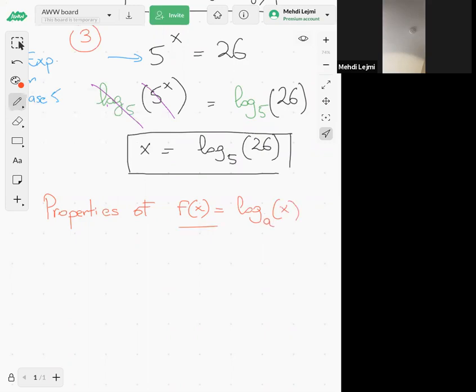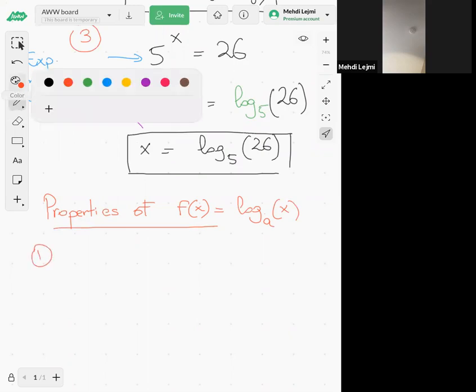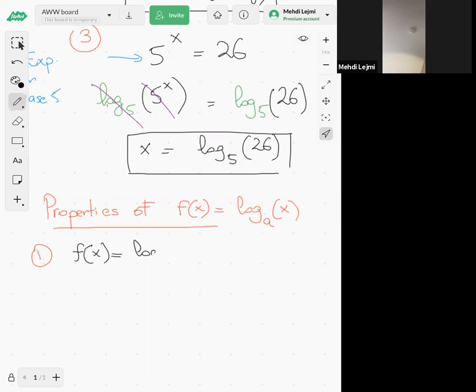First, I have to remind you that when you have f of x equal to log in base a of x, your x must be positive. Log in base a is only defined for positive numbers, so x must be positive.